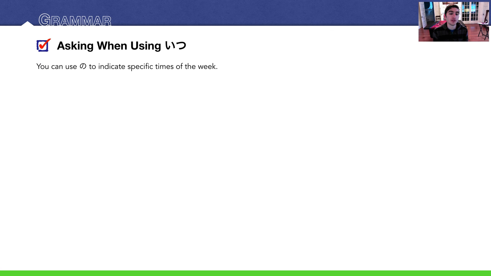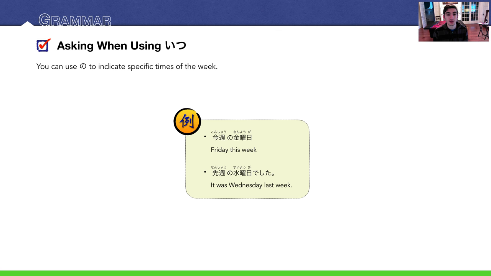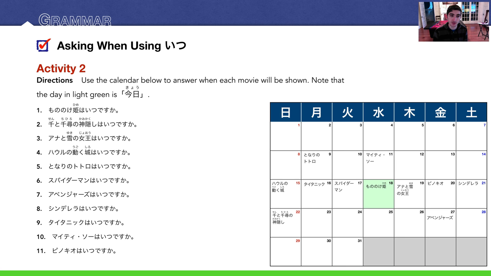Moving on, we can use no, the possessive particle no, to indicate specific times of the week. For example, 今週の金曜日, Friday of this week. Whenever I have the no as a possessive, I think of it like this week's Friday, or Friday of this week. And then the next example, 先週の水曜日でした. This is a full sentence because we have the predicate でした and a period. It was Wednesday last week. Okay? 先週の水曜日でした.